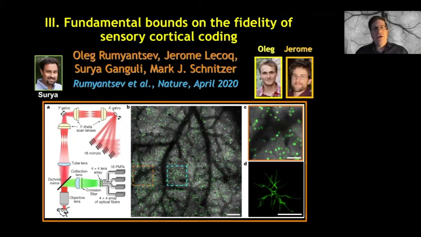So here in part 3 of the talk, I'm going to discuss how we brought these elements together to look at the bound on coding here in the sensory cortex. And this was a collaboration between Oleg Rumyantsev, Jerome Lecoq, Honghui Zhang, as I mentioned, and also theoretical neuroscientist Surya Ganguli, who played an integral role, as I'll describe, in a lot of our analytic approaches.